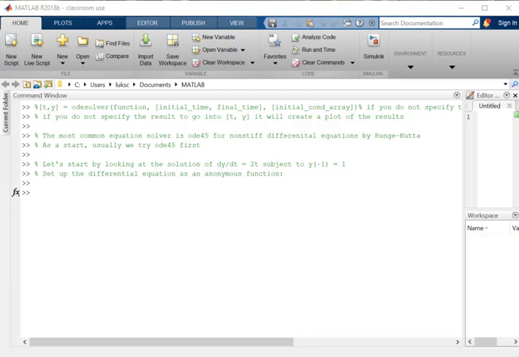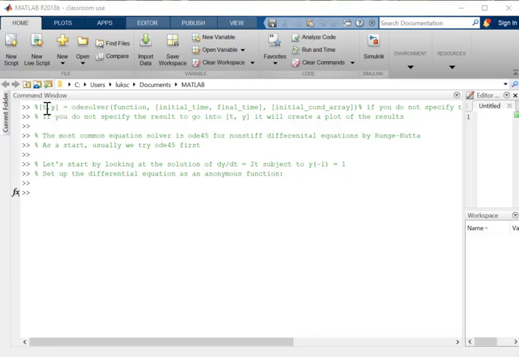In this video lesson, we're going to start looking at solving differential equations numerically using ODE45 in MATLAB. First thing is we're going to be doing this ODE solver, and there's all sorts of different solvers that we can use. We're going to use 45, which is the basic Runge-Kutta method.